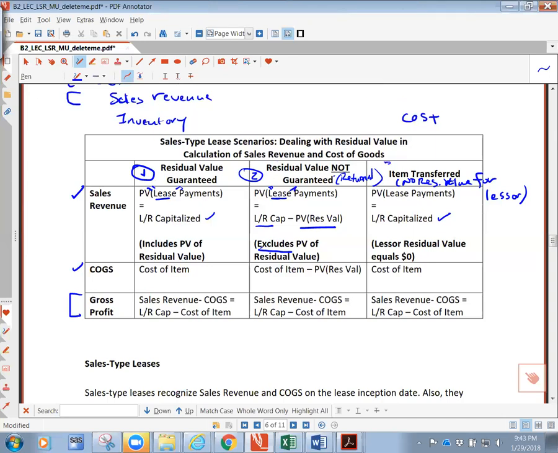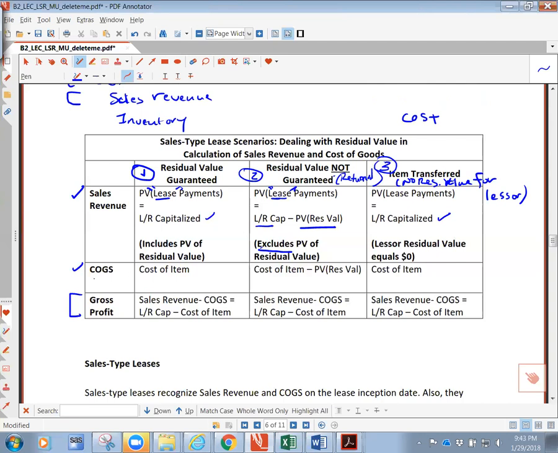Number 1 case and number 3 case over here, item transferred and residual value guaranteed, have the same basic formula. Lease receivable capitalized equals the sales revenue. The difference between the two is that they don't actually present value the same thing. In number 1, you will include the present value of the residual value. In item 3, the lessor's residual value is zero because the lessee ends up getting it.